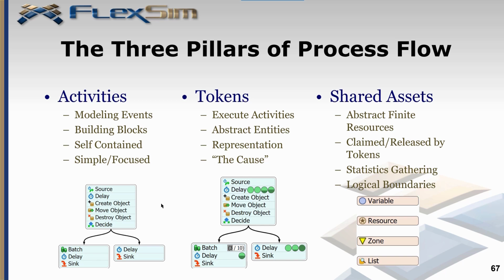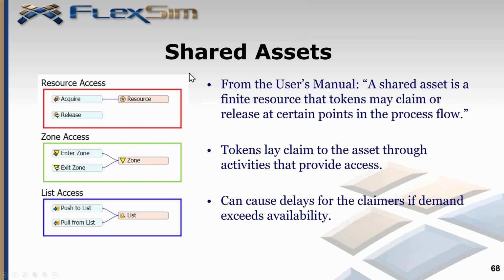Okay, shared assets can be used to create and manage lists, resources, and zones in the simulation model. Okay, let me explain more about these shared assets, like resources, zones, and lists. A resource shared asset represents a limited supply of some resource that can be acquired and released. It can be used to simulate a supply of goods, services, time, material, employees, etc. It is acquired and released with the acquire resource activity and the release resource activity.